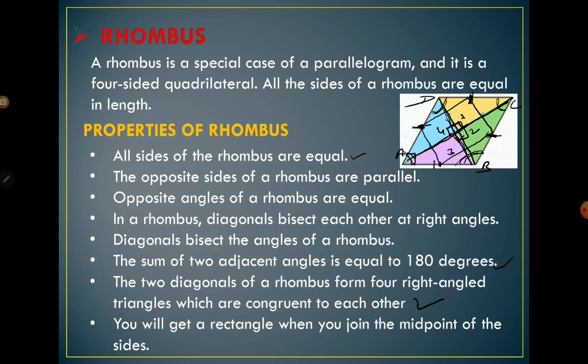It is a kind of parallelogram. Sides are parallel and equal, but the angles A, B, C, D are not 90 degrees. The angle is 90 degrees only where the diagonals bisect each other. Okay, so come to the next quadrilateral.